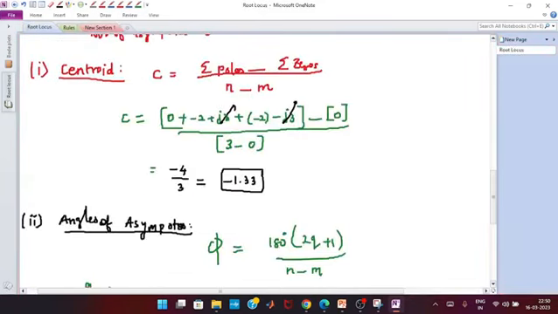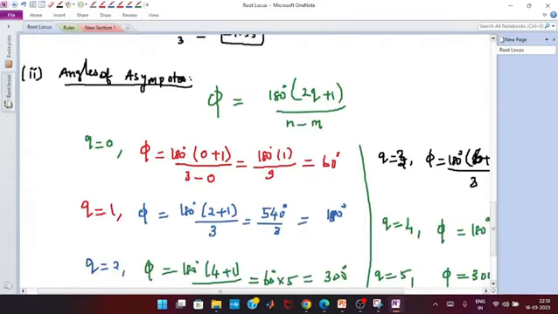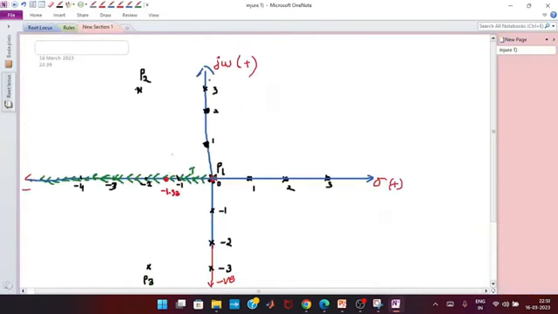So now tell me, what is the first angle? Q equal to, what is the angle? 60 degrees, 180 degrees, 300. So from this point, 60 degrees means you have to place your protractor over here, and you have to mark 60 degrees. Maybe it may go like this.